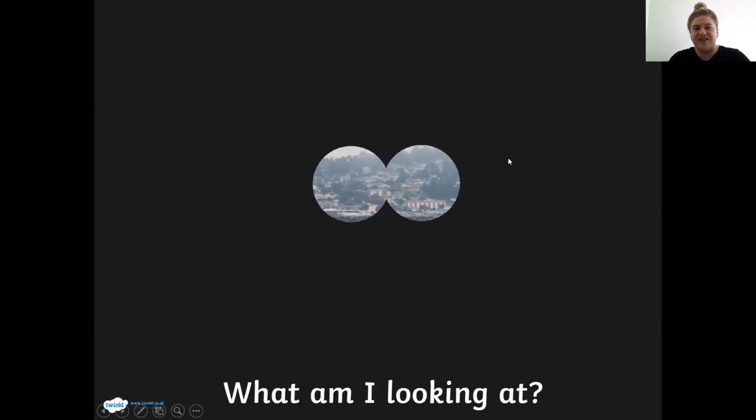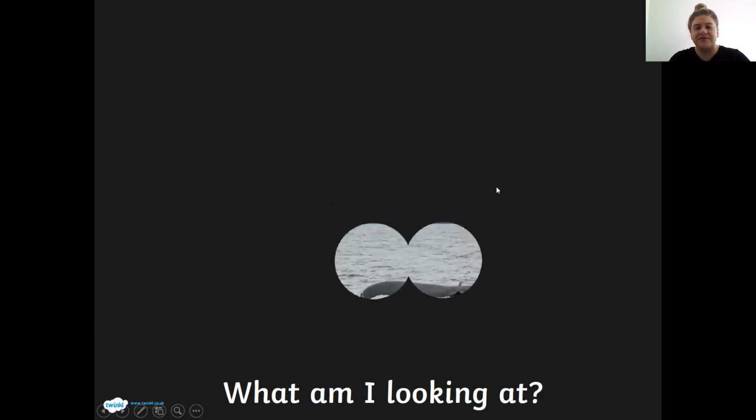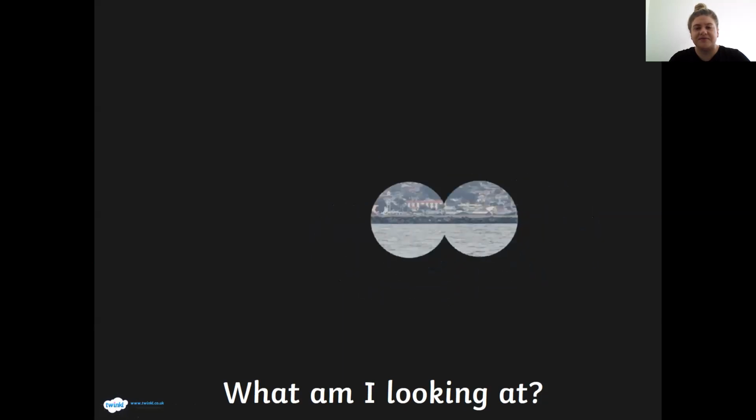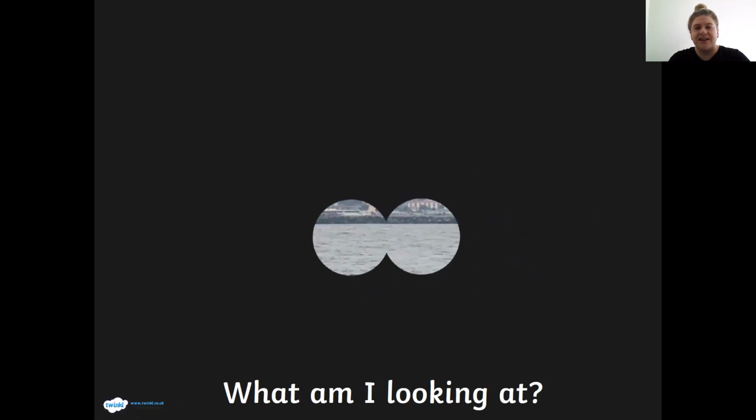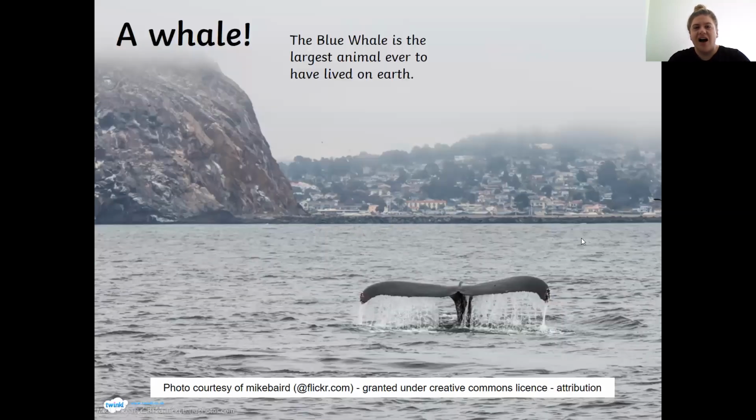Are you ready? Off we go. Did you see that then? Are we ready? Look at that. It's a whale. You can see its tail here. Look at that. Goodness me.